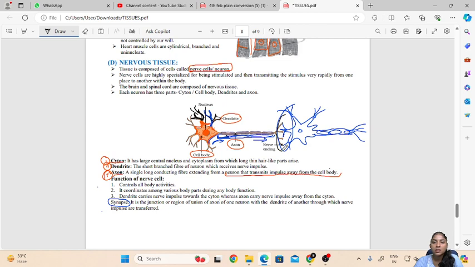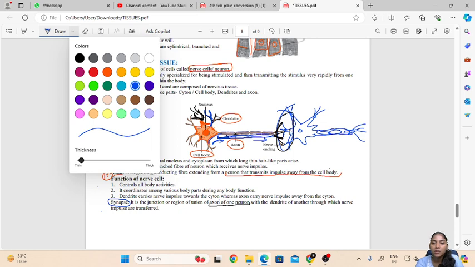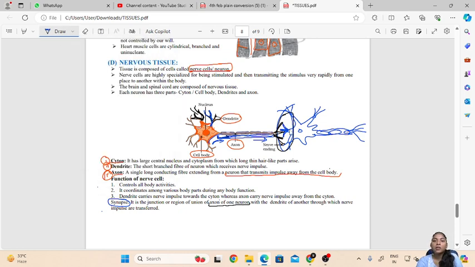so this region where there is union of axon of one neuron. So here we can see the axon of one neuron and the dendrite of other neuron. Here the dendrite of other neuron. These meet together to transmit the nervous impulse with the dendrite of other neuron, through which the nerve impulse is transferred. So the nerve impulse is transmitted through this region and the region is called synapse.